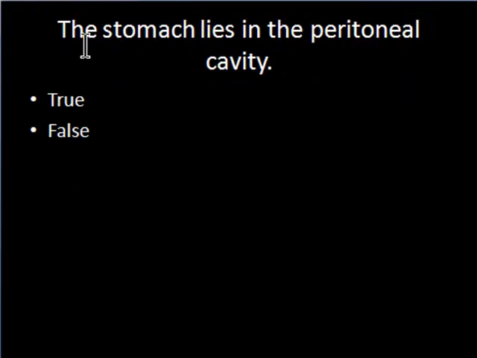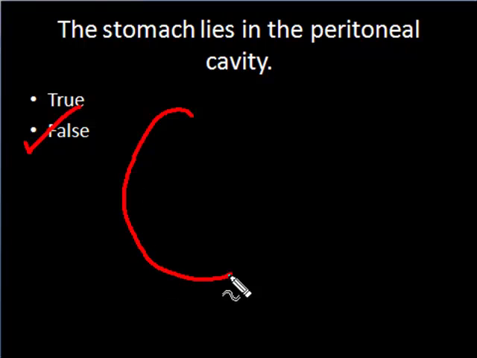So in this first question, which says the stomach lies in the peritoneal cavity, the correct answer is false. The peritoneal cavity is a serous cavity, just like the pleural and the pericardial, and it only surrounds the organs. The organs do not lie in these serous cavities. So let's look at this one. So this is the peritoneal cavity.